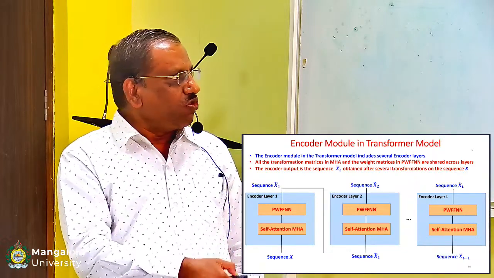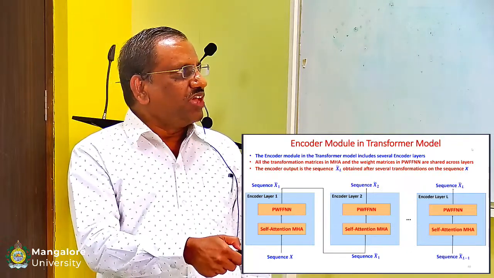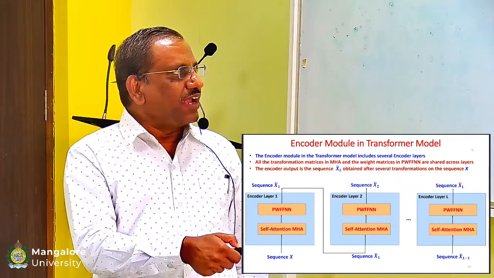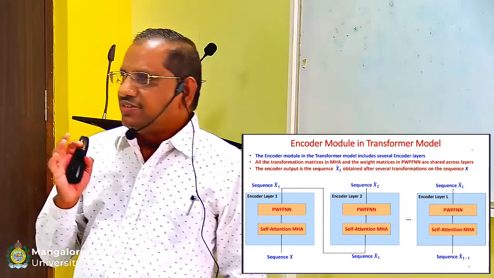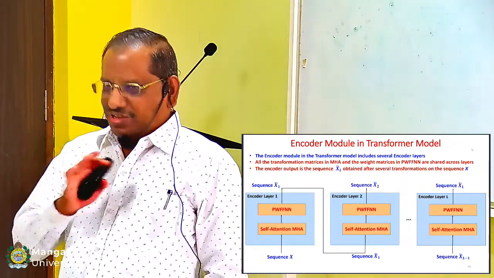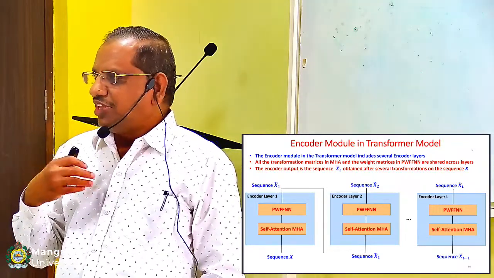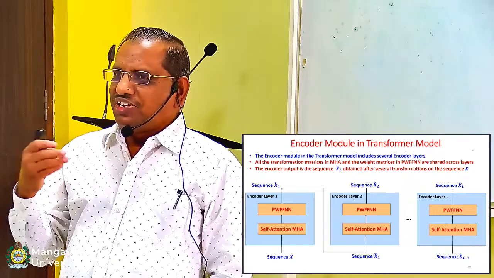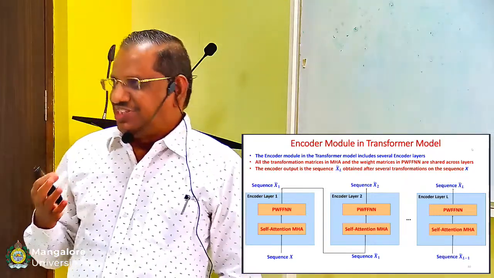That x1 tilde goes as input to the second layer, then we generate x2 tilde, and so on. If there are L layers, then I get the final output here. This is supposed to capture the relations between the word elements in the sequence, but we are getting some new representations of the input, and the new representation is non-linearly related to the original sequence.